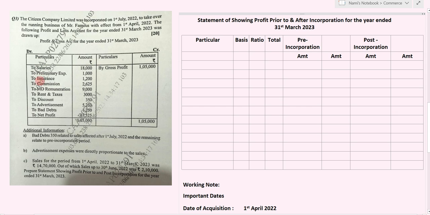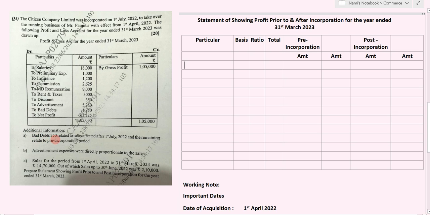On the debit side, we have salary, preliminary expenses, insurance, commission, MD that is managing director remuneration, rates and taxes, discount, advertisement, bad debts, net profit and the amount of the particular items. And on the credit side, we have gross profit 1,05,000, and additional information is provided.